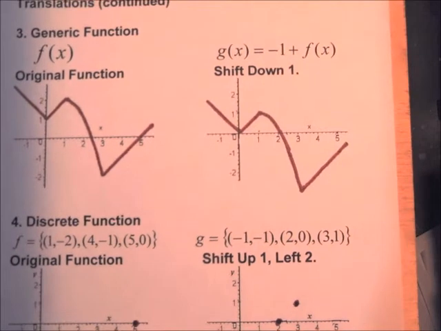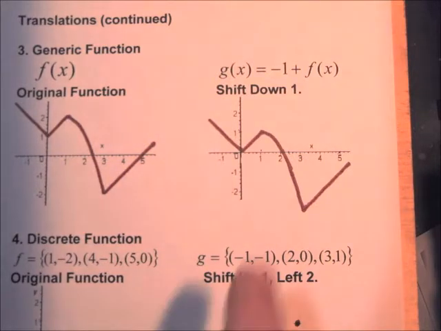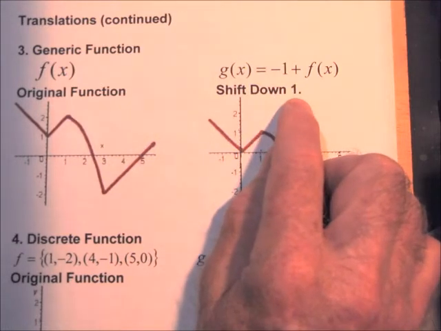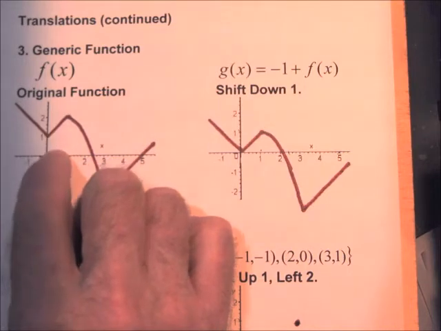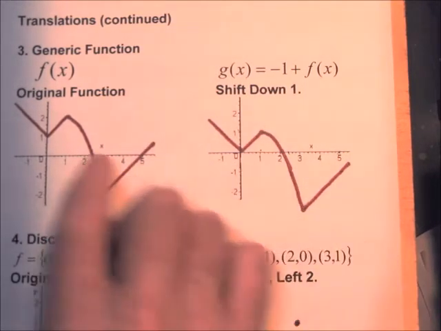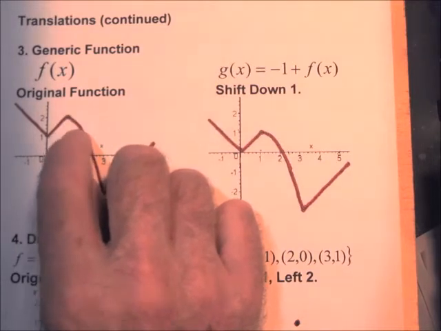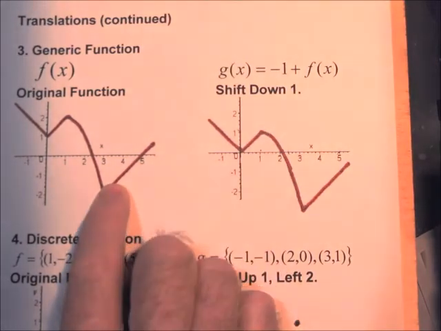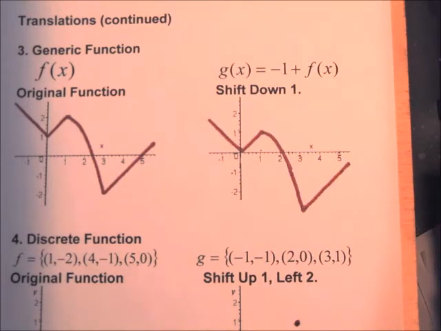Okay, so here's a generic function. We're not given a formula, we're just given a graph. G of x is negative 1 plus f of x, so that's a shift down. So this corner here was at 1, now it's going to go down to 0. This corner here was at 2, the y value is 2, now it's going to go down to 1. This y value here was negative 2, now it's going to go down to negative 3. The whole graph shifts down 1.